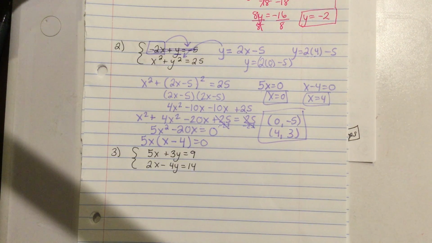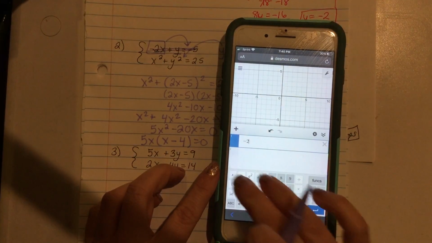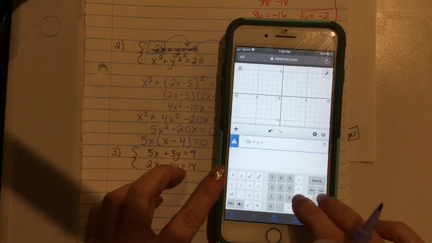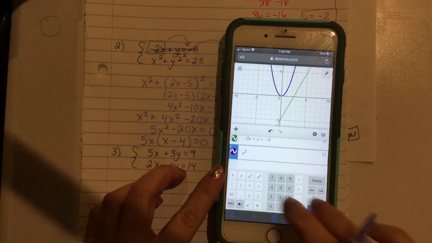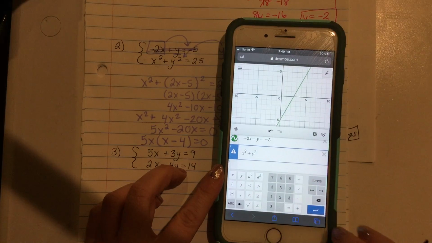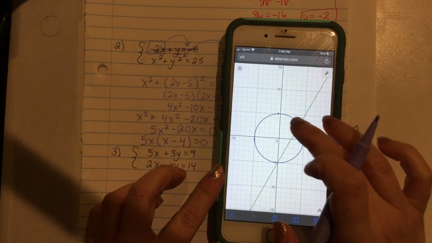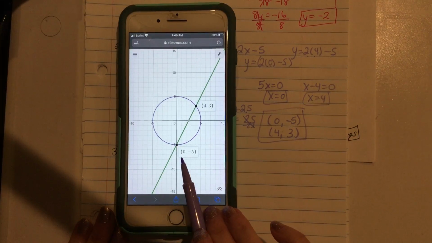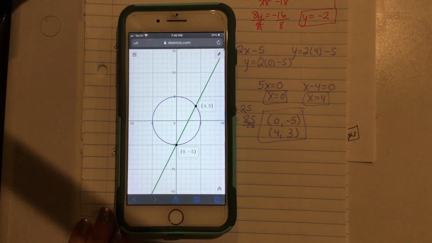Now again, what we can do is go ahead and graph in Desmos and check our solutions. So if I go back to the original, negative 2x plus y equals negative 5. There's my first equation. x squared plus y squared, that's a circle, equals 25. Now notice I do have 2 intersection points. My intersecting points are at 0, negative 5. That's what we had here. 4, 3. That's also what we had.